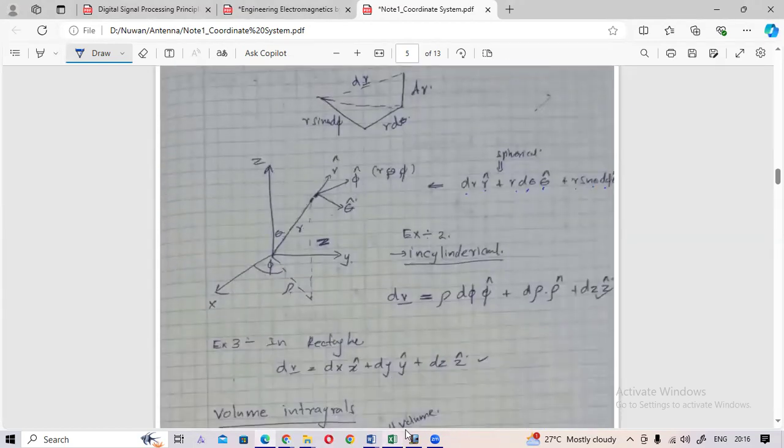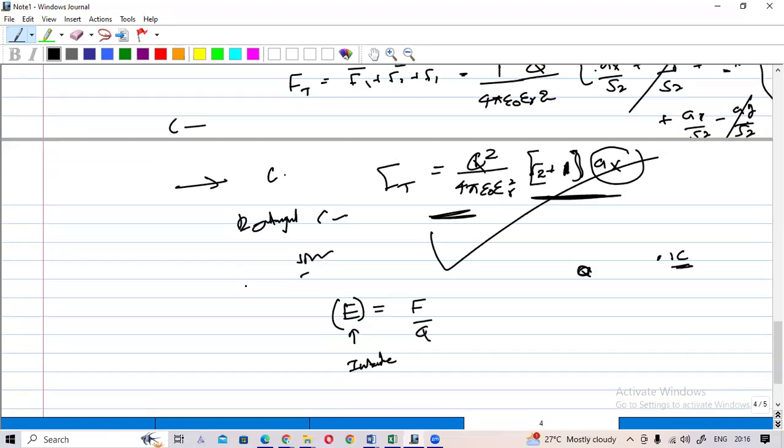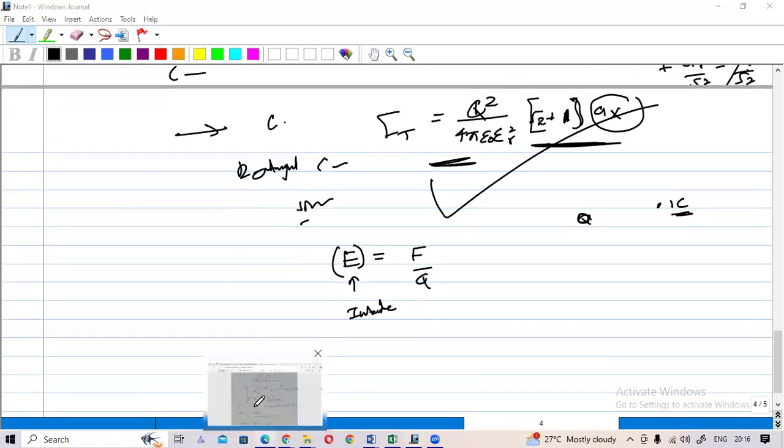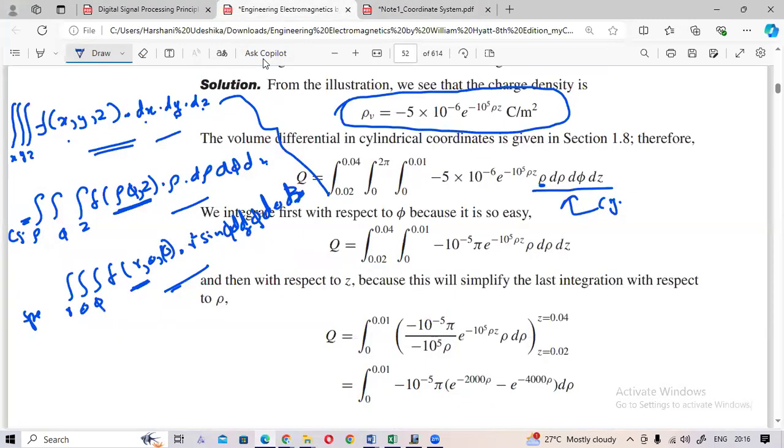Okay, that is how this term comes, here it is theta. So you can see that for a Cartesian coordinate, it is directly dx dy dz. For a cylindrical coordinate, it is rho d rho d phi dz. In spherical coordinate, it is r squared sin theta dr d theta d phi. Okay, so that is what you should understand.